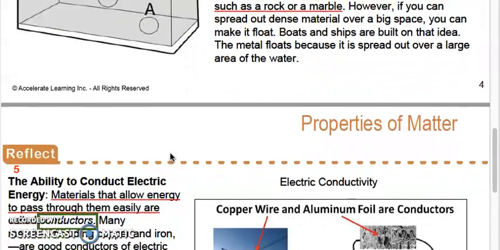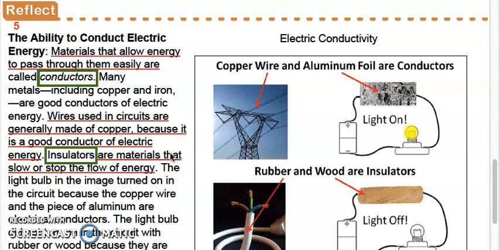Okay, so we're going on to page 67. Still reflecting. This is about electrical conductivity. It's the ability to conduct electric energy. Materials that allow energy to pass through them easily are called conductors. Many metals, including copper and iron, are good conductors of electrical energy. Wires used in circuits are generally made of copper because it is a good conductor of electric energy. Insulators are materials that slow or stop the flow of energy.